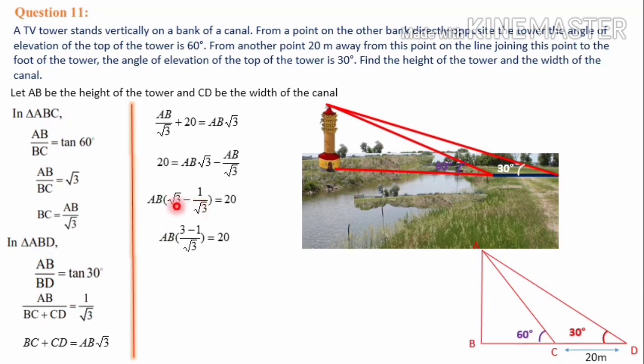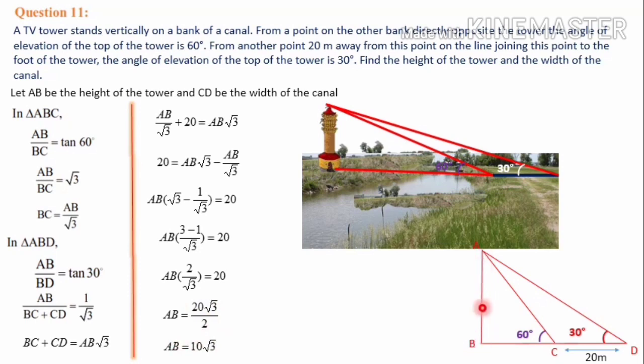Let's take root 3 as common LCM. Root 3 into root 3, that is 3 minus 1 divided by root 3, equal to 20. That is AB into 3 minus 1 is 2, 2 by root 3 equal to 20. That is AB is equal to, cross multiply, 20 into root 3, that is 20 root 3. This 2 will come as denominator. So 20 root 3 by 2. That is AB is equal to 10 root 3.